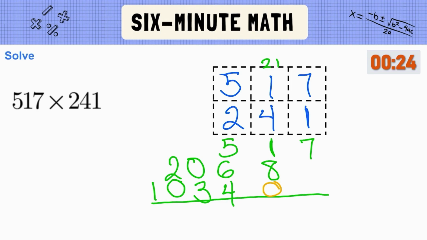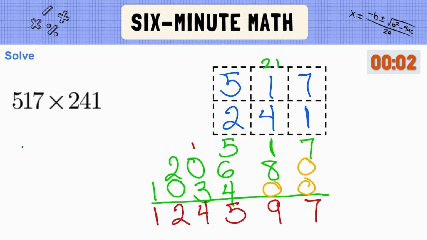I add some placeholder zeros to help me here, and then I add vertically. 7, 1 plus 8 is 9, 5 plus 6 plus 4 is 15, 5 carry the 1, 1 plus 3 is 4, 2 plus 0 is 2, and 1 by itself is 1, making the answer 124,597.